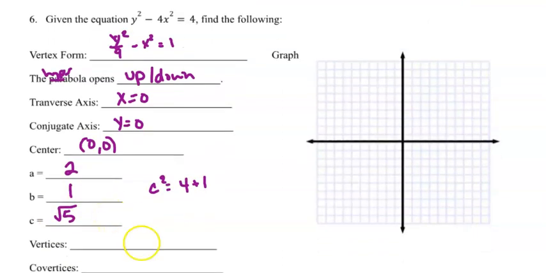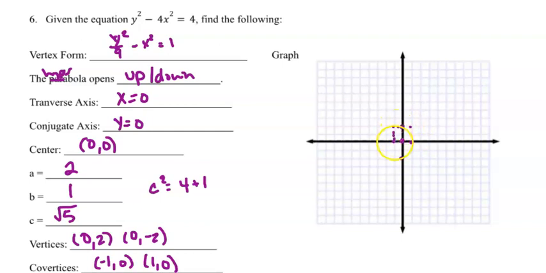The vertices go up and down. So I start at 0, and I go up by a, which is 2, and I start at 0, and I go down by a, which is -2. The co-vertices are going to go left and right by b, so (-1, 0) and (1, 0). Let me go ahead and start graphing what I have. My vertices go up and down by 2, co-vertices left and right by 1. I can draw my box.